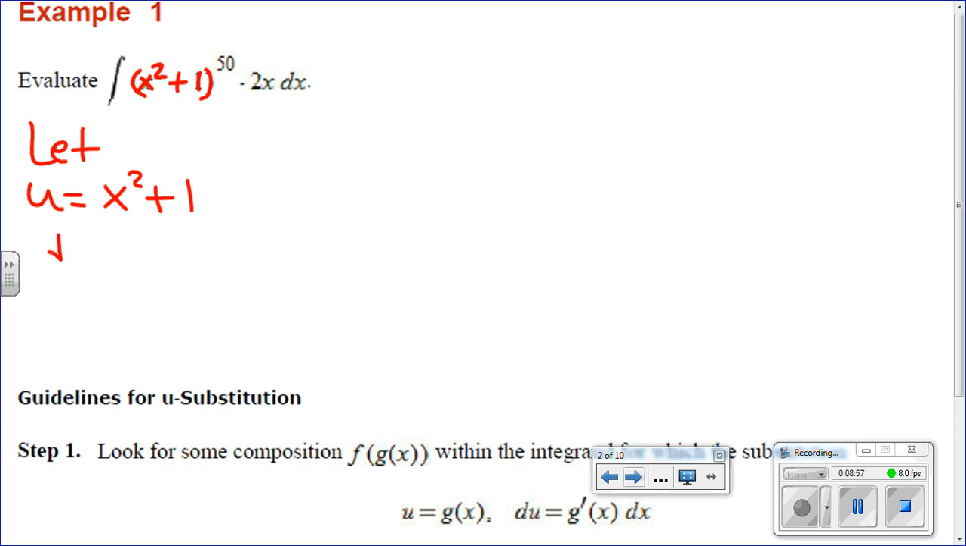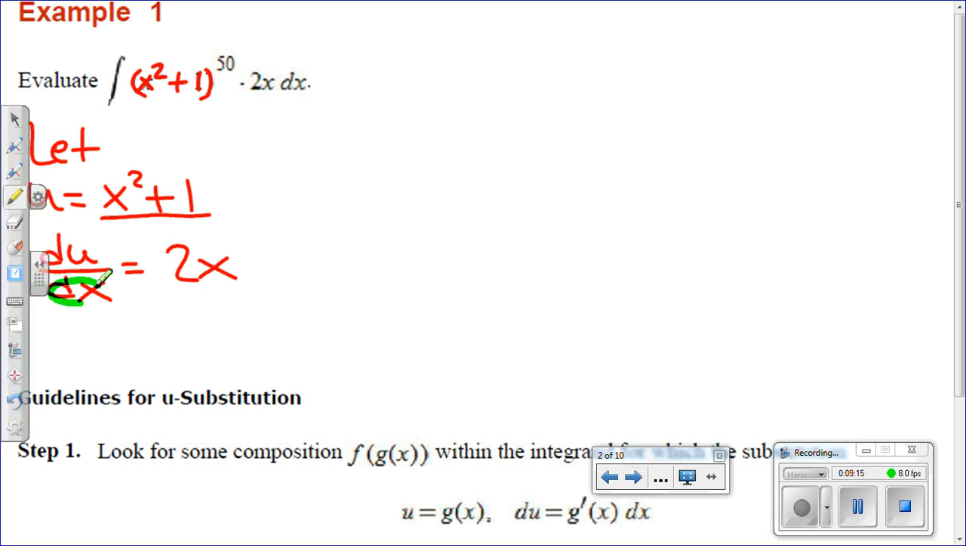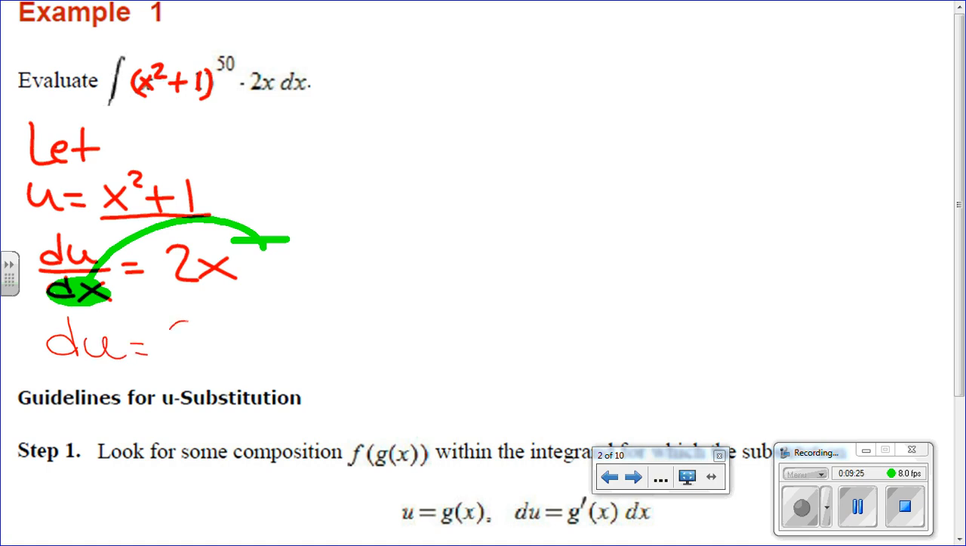Then if I take du over dx, you guys know how to take the derivative of this, very easy, right? Super easy. So 2x, that's it. So then, if I take this dx to the other side, it will be multiplying, right? So then du will equal 2x dx. Are we okay with that part?